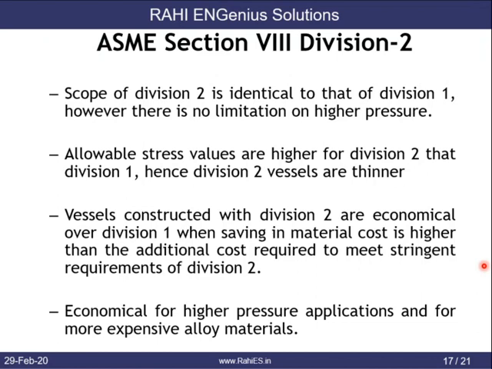So this means on one side we have a thin vessel by Division 2, on the other side the requirements pertaining to material, design, fabrication, inspection, all aspects are becoming more stringent. So those stringent requirements versus the cost of saving in material. If that can be offset, based on that we can take the decision which code would be more economical.